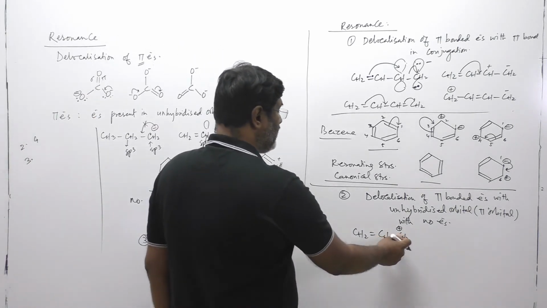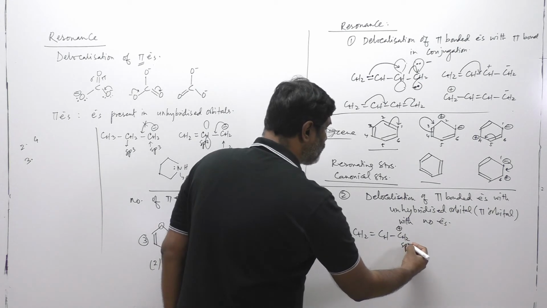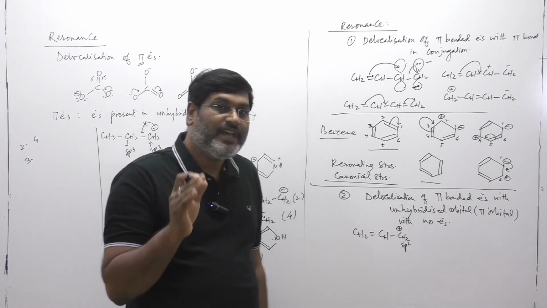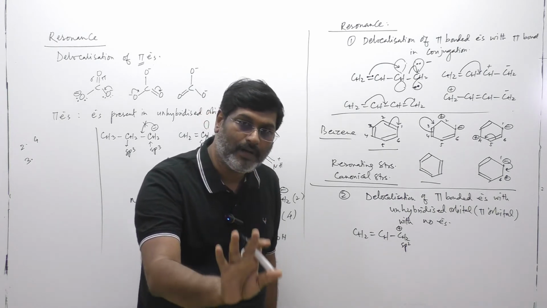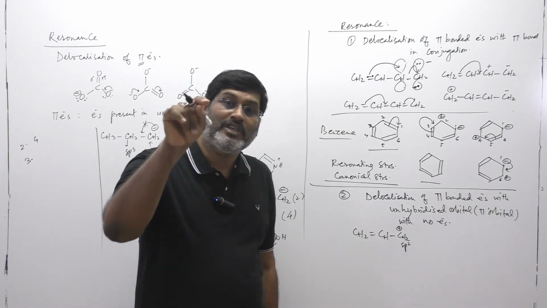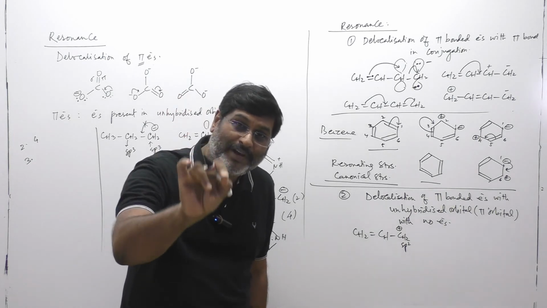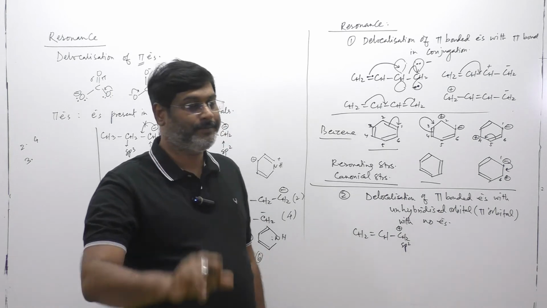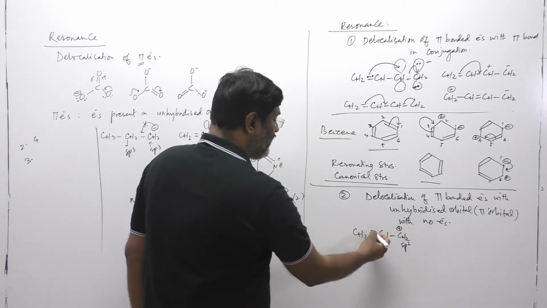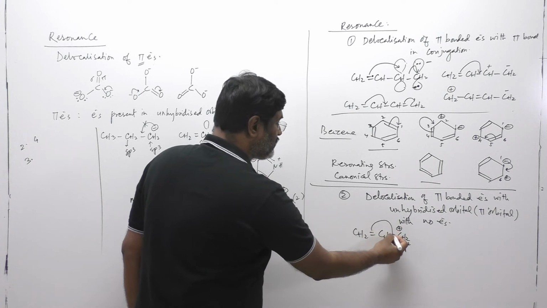This one is sp2, its hybridization is sp2. When we say sp2, it means there is one unhybridized orbital here. And when we say plus, it means that is vacant. So in this vacant orbital, the bonded pair of electrons can go.